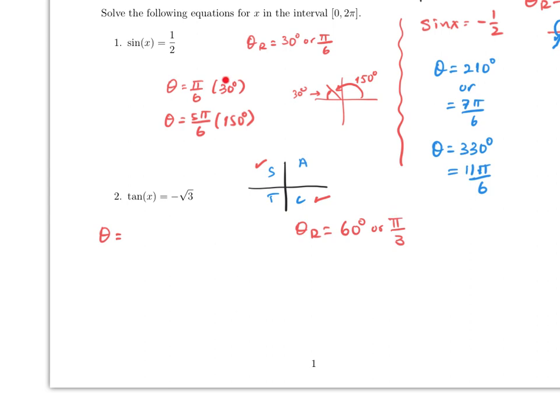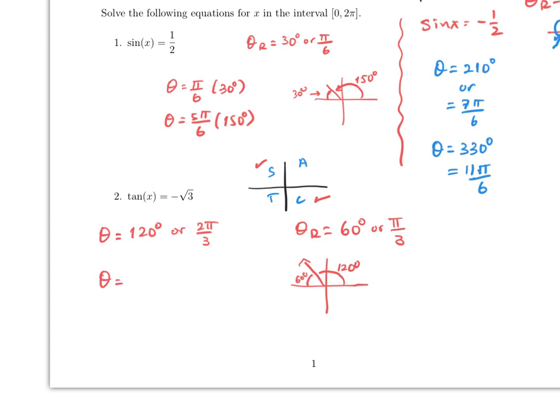It was for this one, but notice that here the answer is not a reference angle, but you cannot get this or this without a reference angle. So in this case, since the reference angle is 60 degrees, if you are in the second quadrant, if this is 60, well, this has to be 120. So the first angle is 120 or 2 pi over 3.